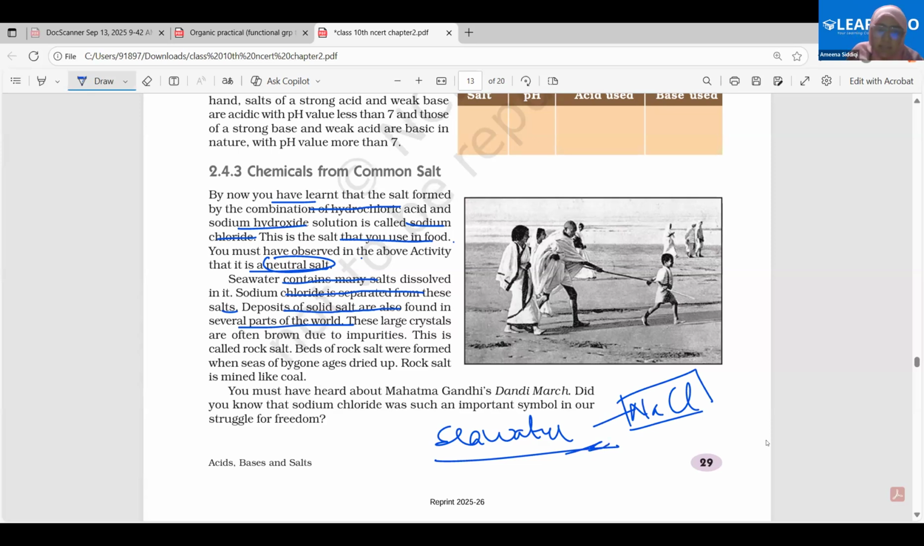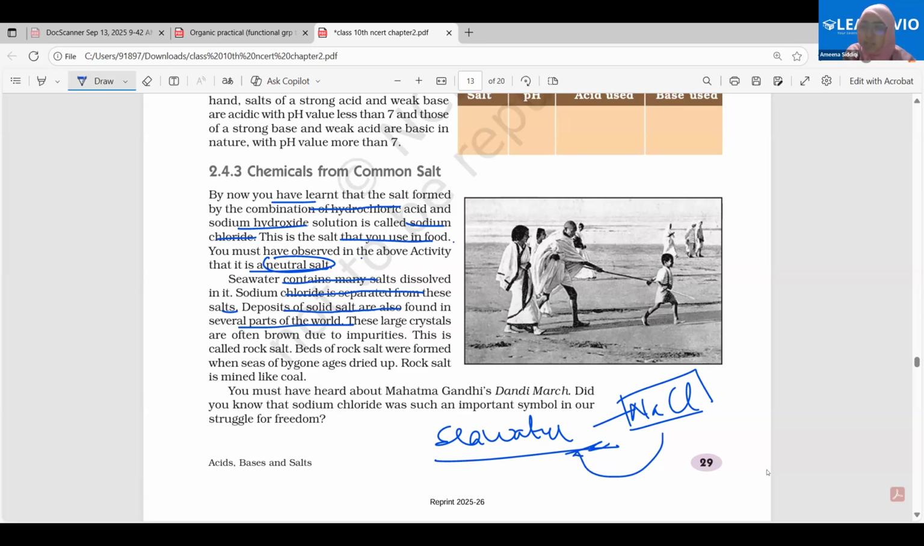Now, deposits of solid salt are also found in several parts of the world. What do we mean by solid salts, basically? These salts we are getting from seawater, right? So definitely they are first found in the liquid form and then we extract them through different procedures like evaporation.